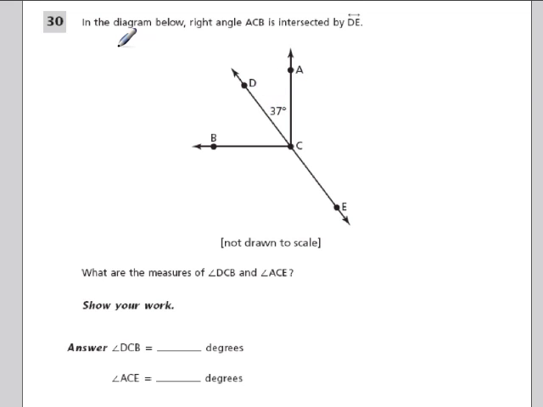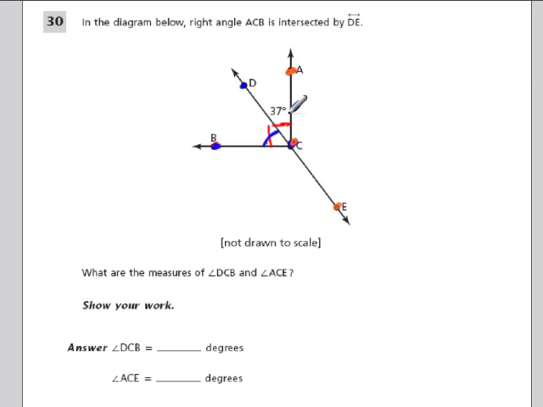Okay, in this one, it says in the diagram below, right angle ACB. So where's that? ACB. So telling us that's a right angle. It's 90 degrees. Right angle ACB is intersected by DE. What are the measures of DCB? Let's find that one. I always take a moment to find these angles. DCB. So this angle right here in blue. What are the measures of DCB and ACE? So let's find that.